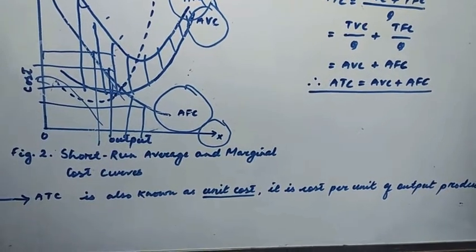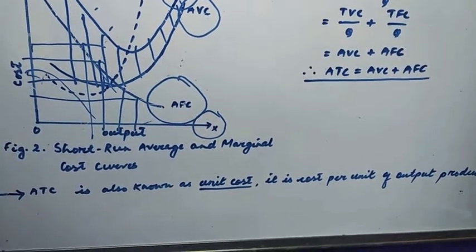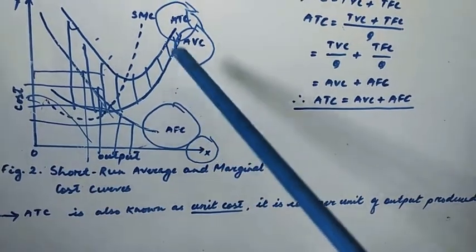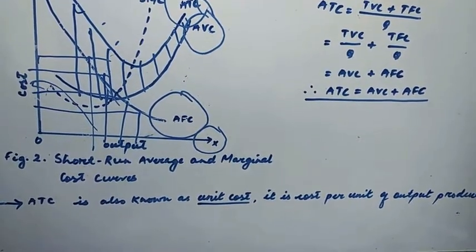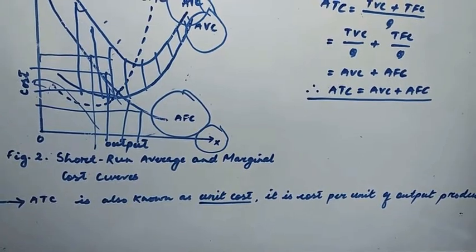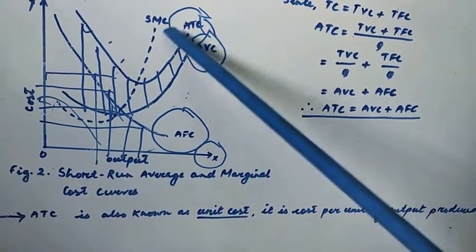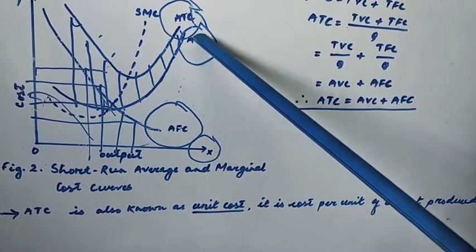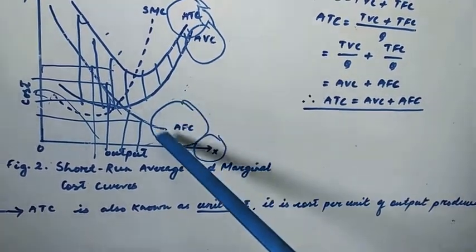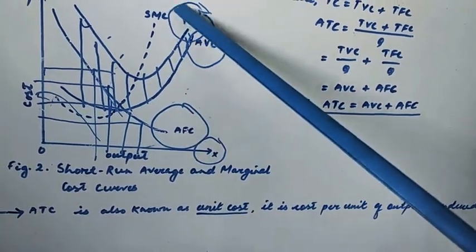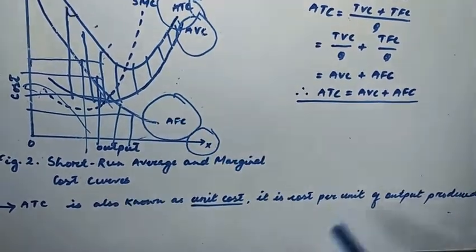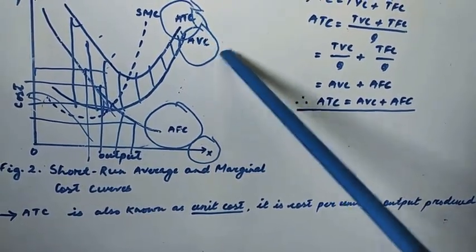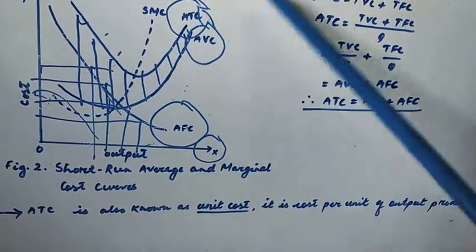So it follows from the above discussion that the behavior of the average total cost will depend upon the behavior of the average variable cost. So the behavior of the ATC curve will depend on the behavior of AVC, because AFC, average fixed cost, is not going to affect this ATC because it is fixed. This average variable cost will decide the behavior of average total cost.